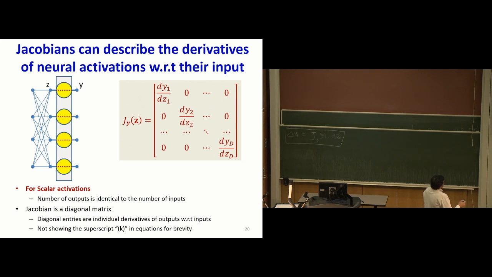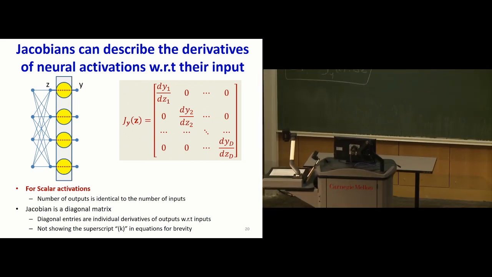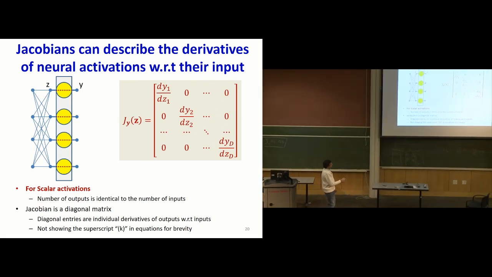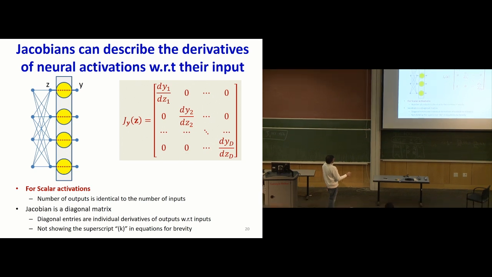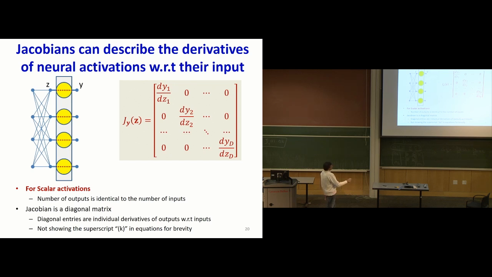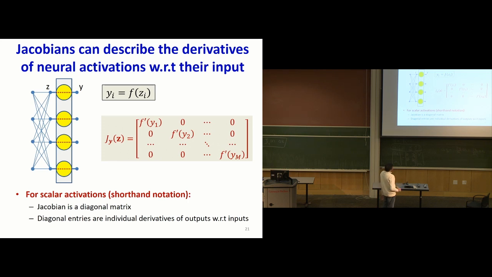If the components of y are scalar functions of components of z, which is to say that y1 is a function of only z1, but not z2 through zd, in that case, the partial derivative of y with respect to z1 is just going to be this full derivative, and the derivative of y with respect to the remaining z's is just going to be 0. As a result, this Jacobian matrix is going to be a diagonal matrix, where each of the diagonal entries is simply going to be the derivative of the individual activations, computed around the current values of z. This should have been z1 and z2 and so on. So I have to fix this mistake.